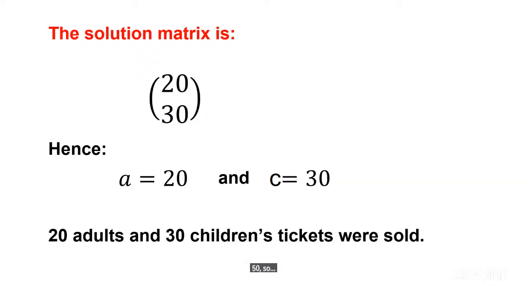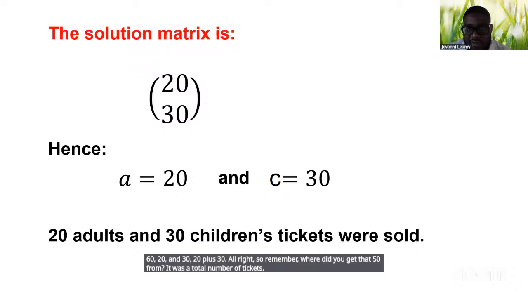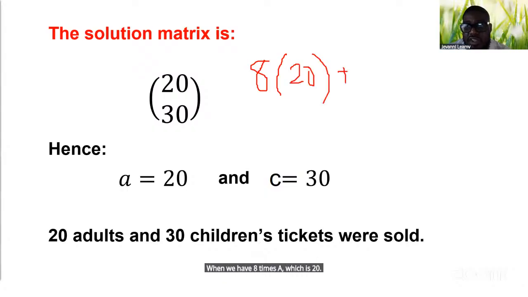So remember, where did we get that 50 from? It was the total number of tickets, right? And when we have 8 times A, which is 20, plus the 4 times 30, how much does that give us? 8 times 20 is how much?